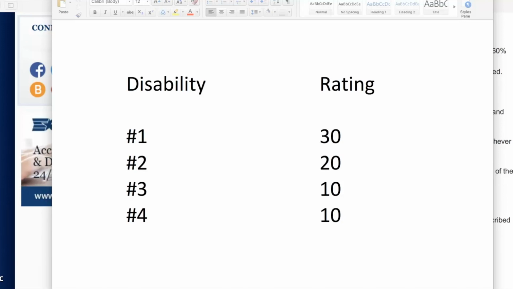I asked you to basically find each of your disabilities and figure out what that rating is. So we're going to go with the conservative number, if you remember, and we're going to rank order them from highest to lowest. So what I've done is I've got here's a disability and here's its rating. You've got disability number 1, let's just call that some skeletal problem that you have. Number 2 is some neurological condition you have. Number 3 and number 4, doesn't really matter. But what you're going to see is you've got number 1 is a 30% rating, a 20, a 10, and a 10. We rank order them from highest to lowest.